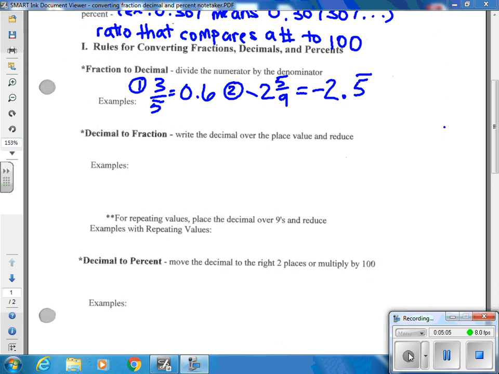So whatever that big number is has to go in front of the decimal. Then when you divide, you'll get the number that goes behind it. All right, so that's not too difficult to do. Now we want to go from a decimal to a fraction, which tends to be a little harder for some of you.